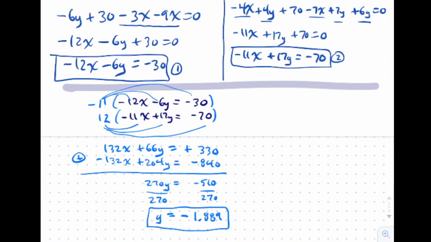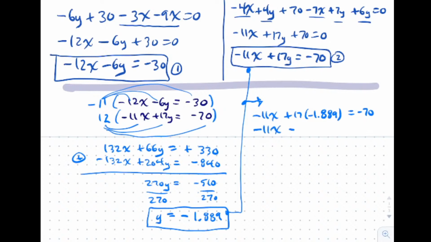That's my y, and as long as I'm down here, I might as well solve for x, right? So I think maybe I'll combine this equation with this equation, because it doesn't matter which one I plug it in, really. They're all good. They all give you the same answer. So negative 11x plus 17 times y. But wait, y is negative 1.889, and that equals a negative 70. So negative 11x minus. So what do I get here? I got 1.889 times a 17. I got 32.113 equals a negative 70.